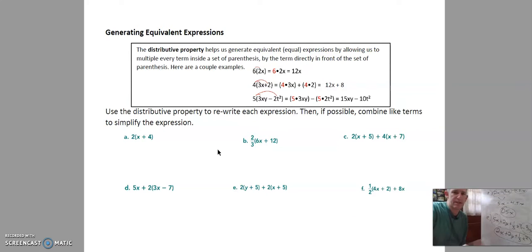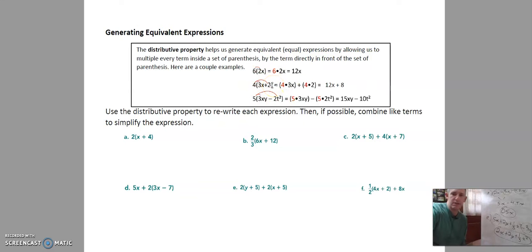All right, in this case, we're taking the first term here, or the first number, and we're multiplying it times what's inside the parentheses. So 6 times 2x, because remember when a number is next to parentheses, it means to multiply. All right, so 6 times 2 would be 12x. All right, then 4 times 3x, we would multiply 4 times the 3x, and then the 4 times the 2.